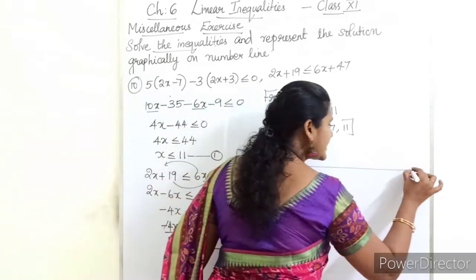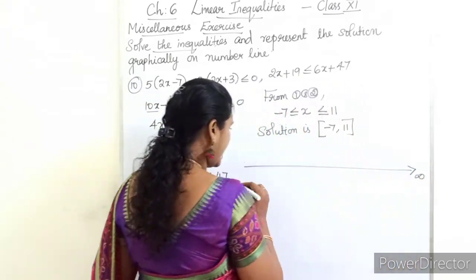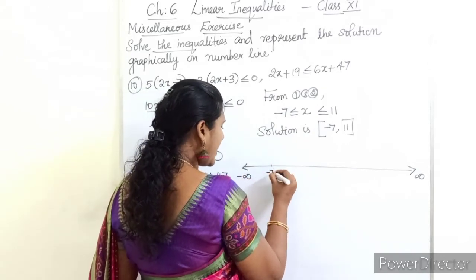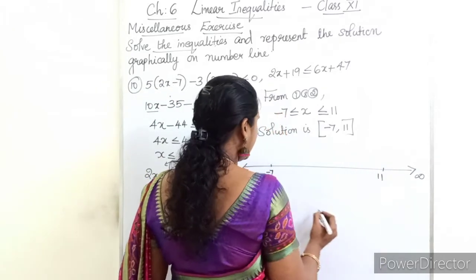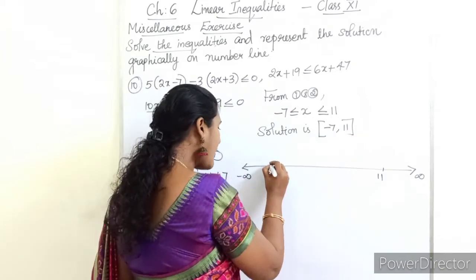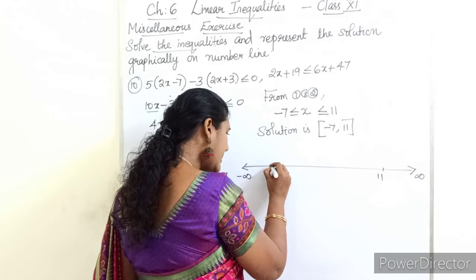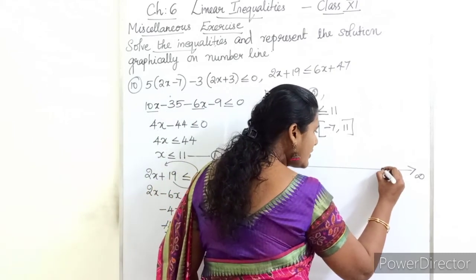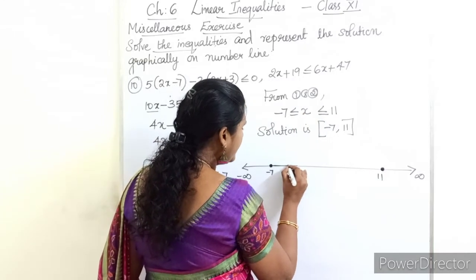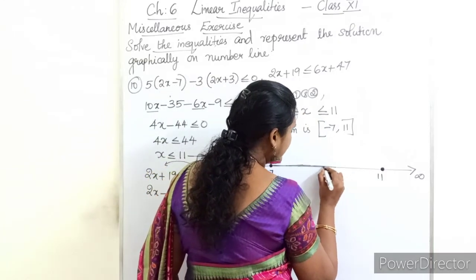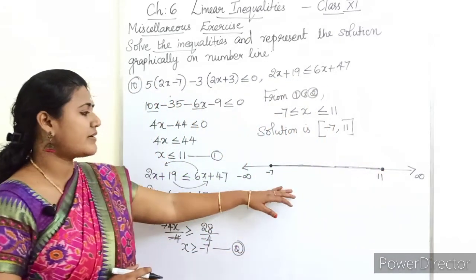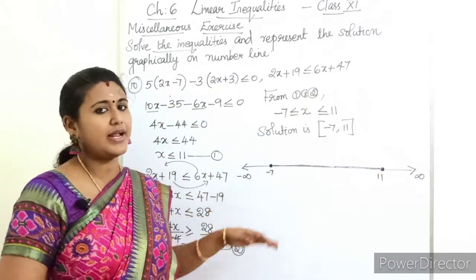Now we will represent this solution on a number line, minus infinity to plus infinity. Here we will have minus 7 and here we will mark 11. And here since it is a closed interval, both the endpoints are also included in the interval. So we will denote these endpoints as dark circles. Okay, and the in-between region we will shade and show. So this is the solution region. Solution region we have represented on a number line.